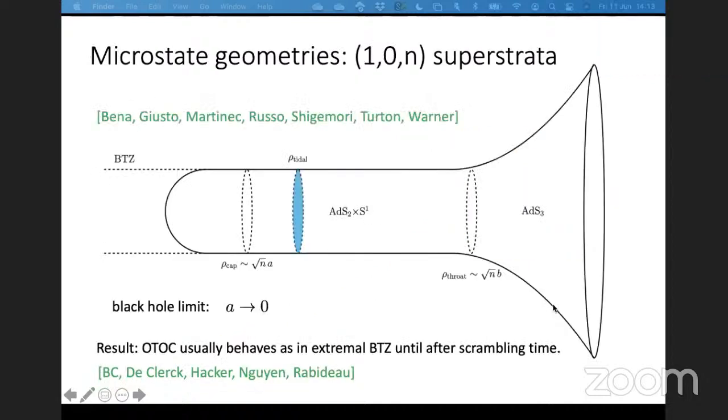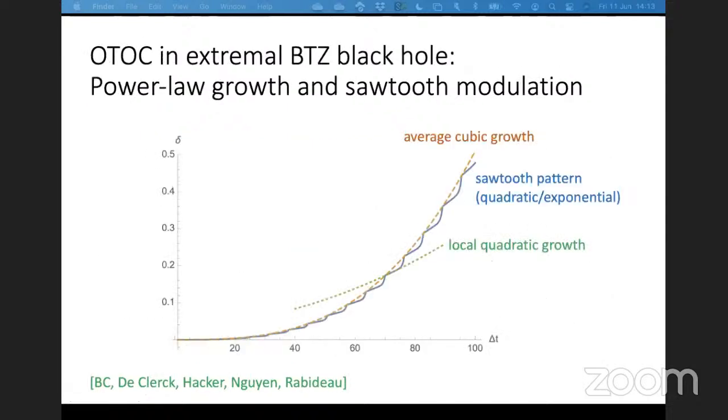So can I ask you something? What is the period of this sawtooth pattern? Yeah, so that's the time it takes to go around the circle in the CFT. So it has to do with gravitons, or more particularly the gravitational shock wave winding around the black hole several times before interacting with the other geodesic.